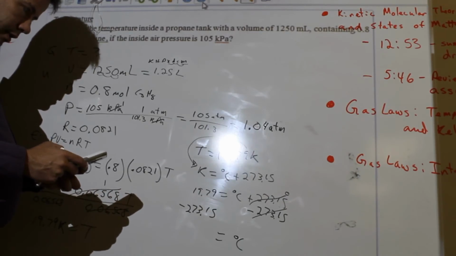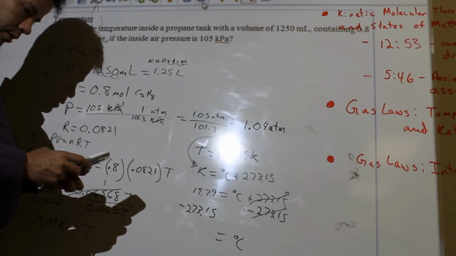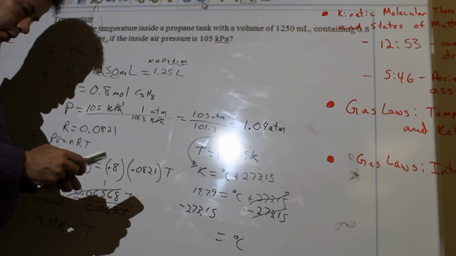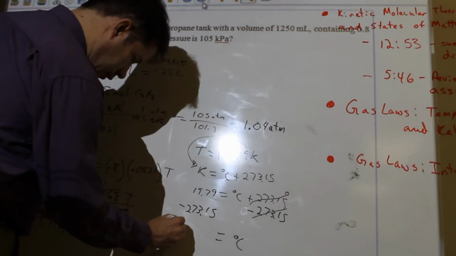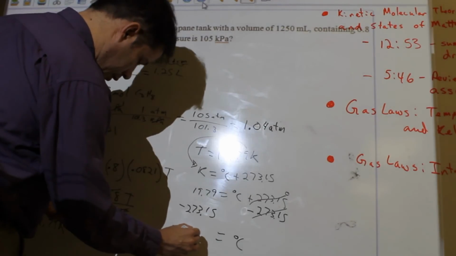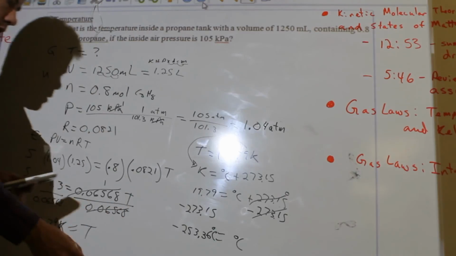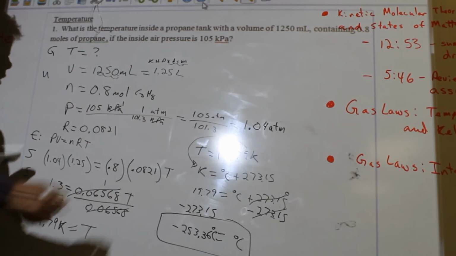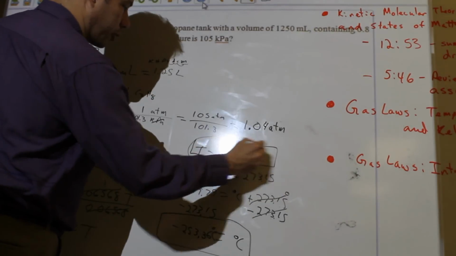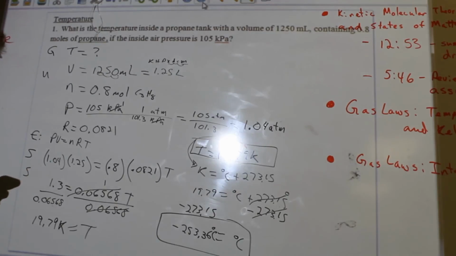19.79 plus 273.15, plus or minus with parentheses, should give you negative 253.36 degrees Celsius. So super, super cold. Now, for these questions on your paper, I want you to stop at Kelvin, but know that you could be asked to go to Celsius on your test. Okay?